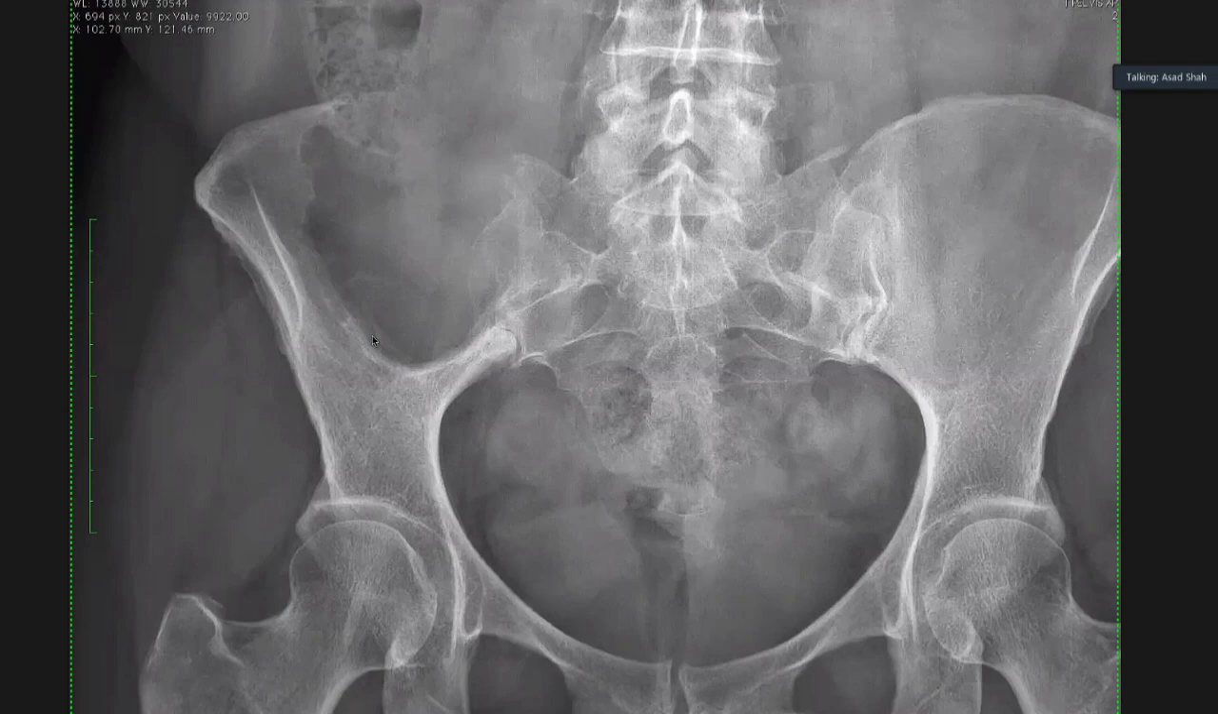Apart from these two, could it be anything else? The other thing I was considering was brown tumors of hyperparathyroidism, but there are no signs of hyperparathyroidism in these X-rays. And so that's metabolic, right? Okay. Right, sir.